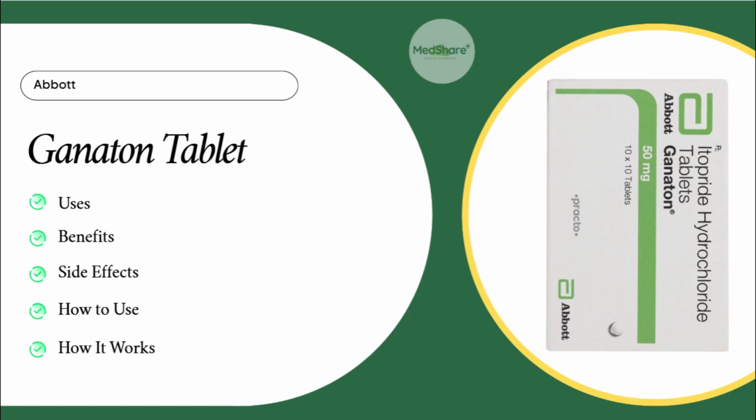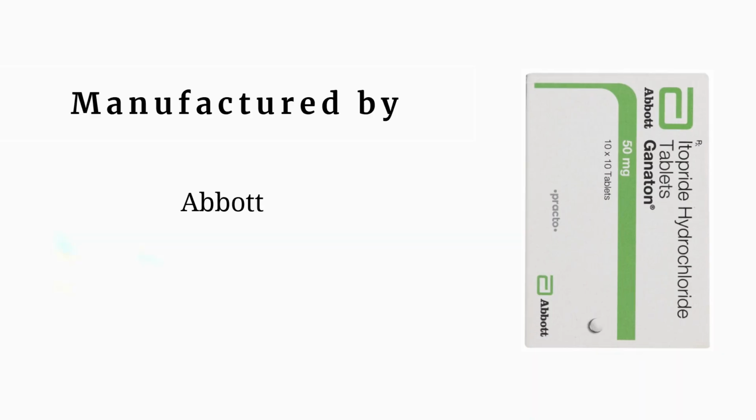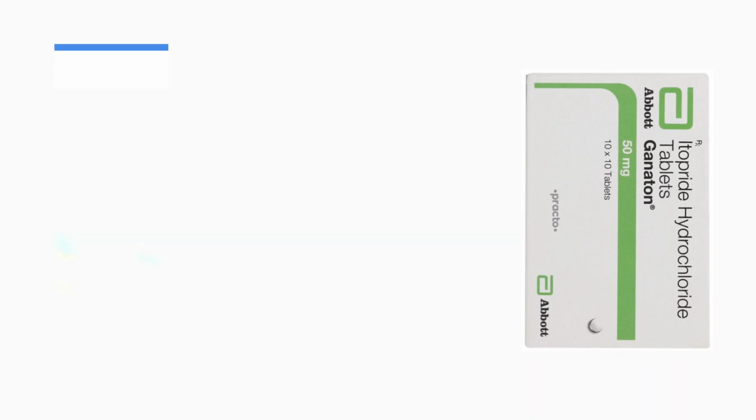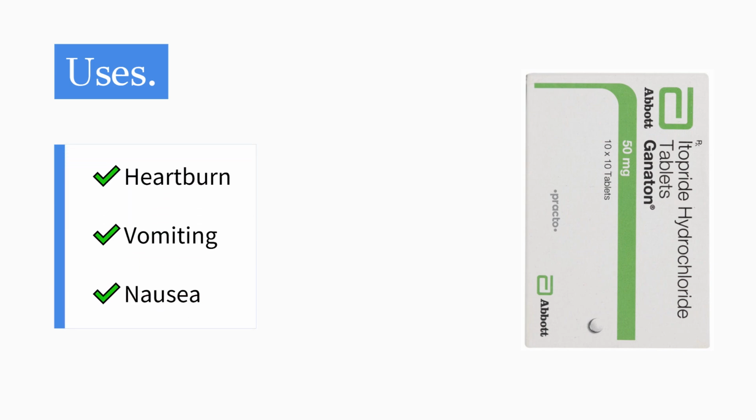In today's video, we will talk about Ganaton Tablet: its coverage, uses, benefits, side effects, how to use it and how it works. Let's get started. Manufactured by Abbott. Ganaton Tablet. Uses. Ganaton Tablet is used to help manage heartburn, vomiting, and nausea.